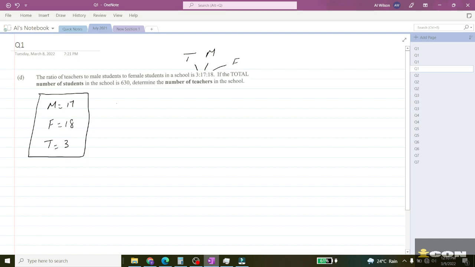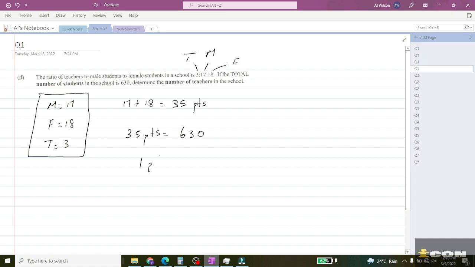So to know how much male and female students based on what we call positions, we'd have 17 positions plus 18 positions, which means the total positions for students is 35 positions. Now, since we know that 35 positions is what is allocated for the students, we now can say that 35 positions is equal to 630, the total amount of students that we're given.